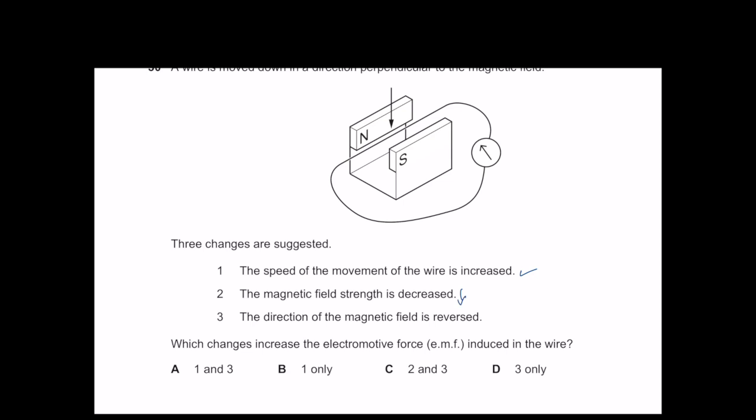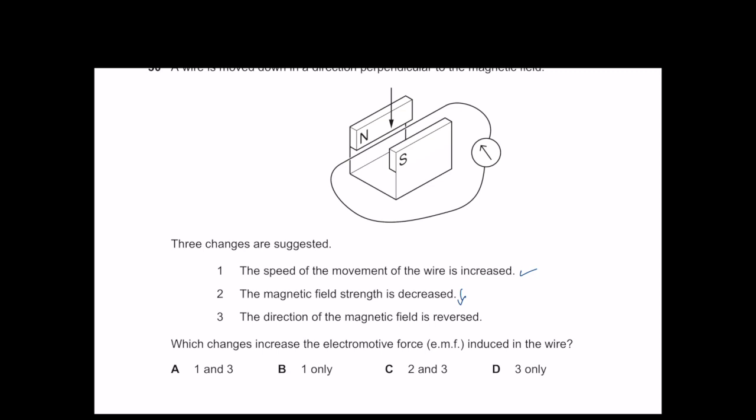The direction of the magnetic field is reversed. This will do nothing for us. It will just reverse the direction of the movement of the wire in the meter, right? Instead of moving right, it will move to the left.